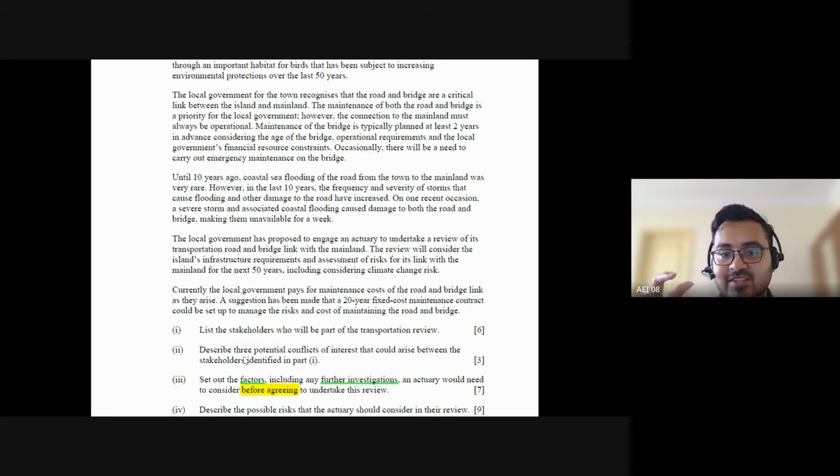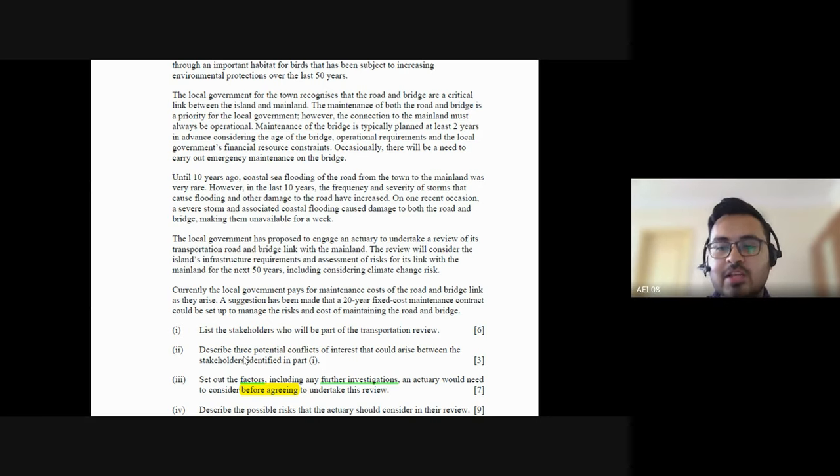Whether it is a list, whether it is a discuss, describe, set out. Because a lot of people keep asking me, because it's a 6 mark, should I write 12 points? Whether you should write 12 points or whether you should write 4 points and explain them will be determined by the first word of that particular question and directionally what the question is asking you to do.